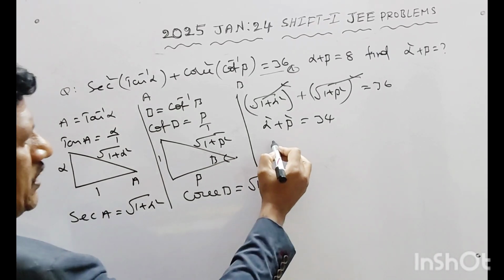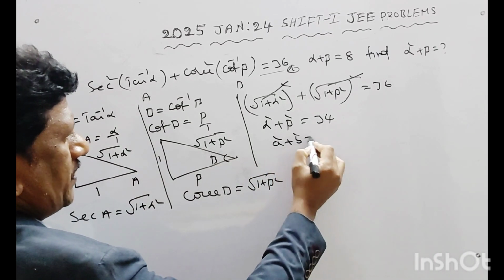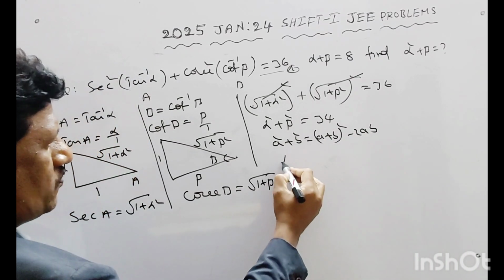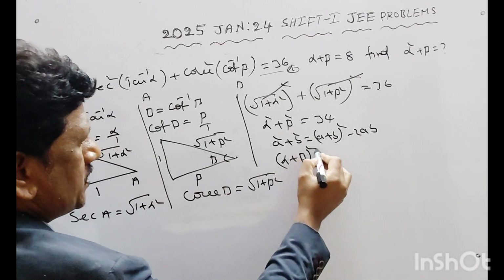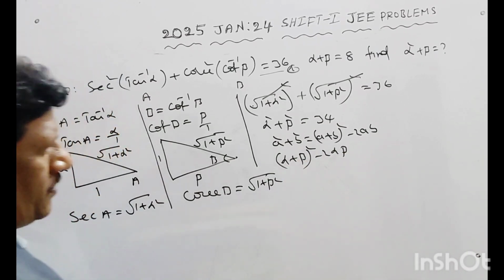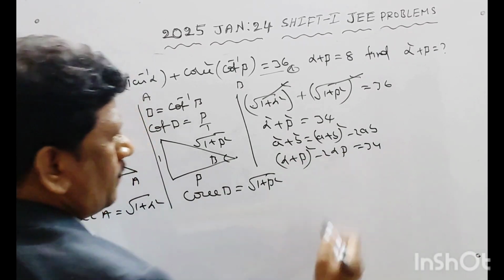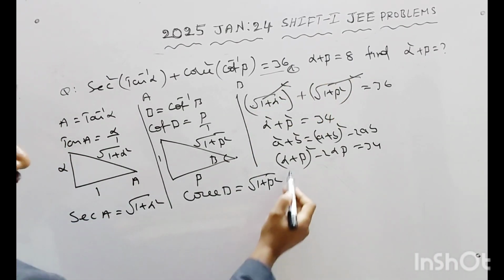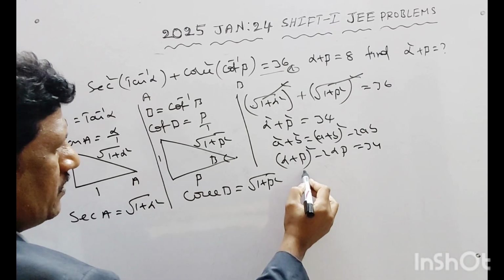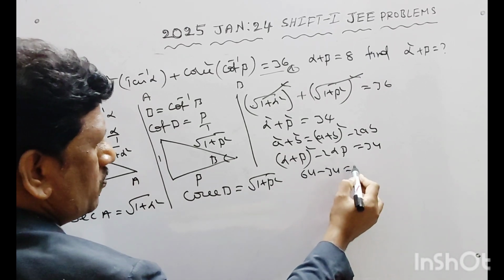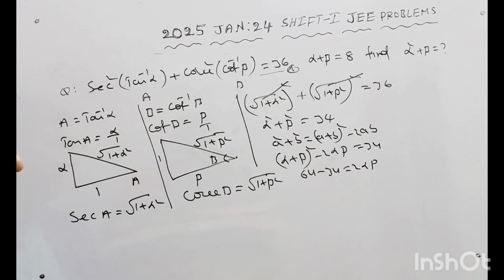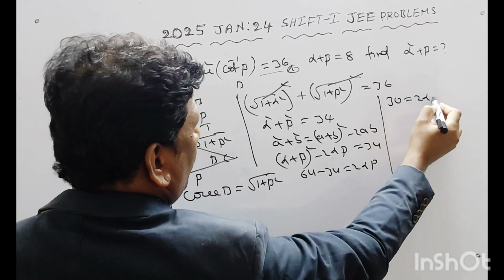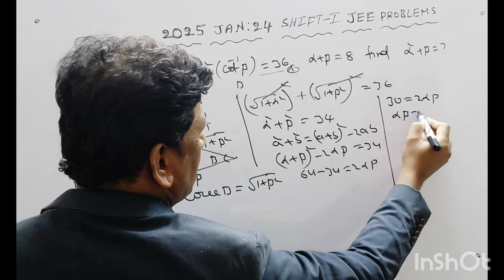Later, we know the formula for a square plus b square: a plus b whole square minus 2ab. As per this, we can write alpha plus beta whole square minus 2 alpha beta is equal to 34. Then alpha plus beta value is already given, that is 8. So this is 8 square, 64. Then 64 minus 34 is equal to 2 alpha beta. So this value will be 30. So 30 is equal to 2 alpha beta. So the value of alpha beta is 15.